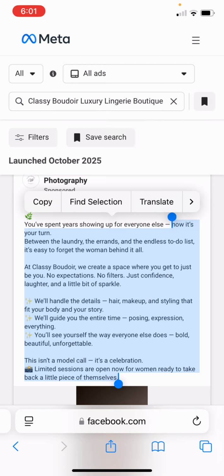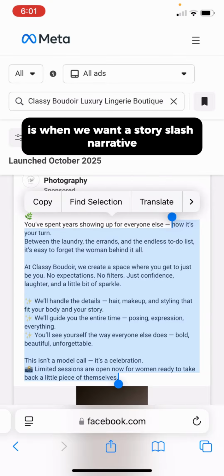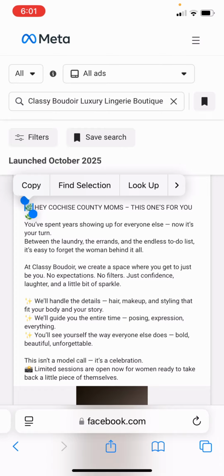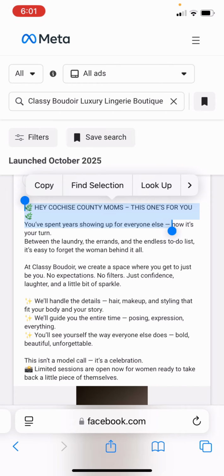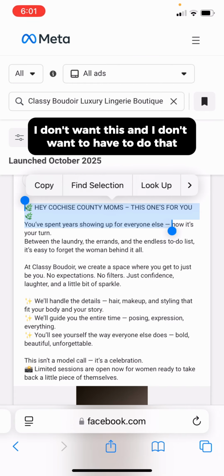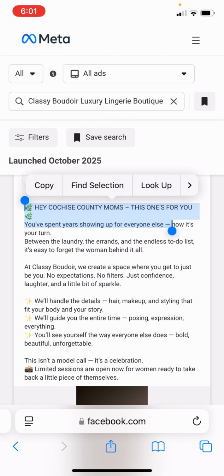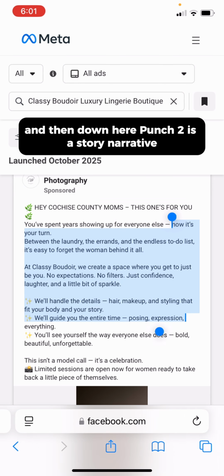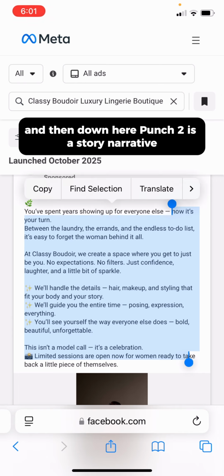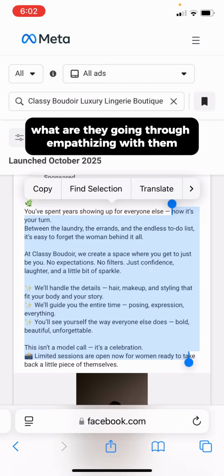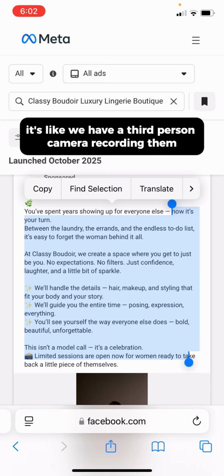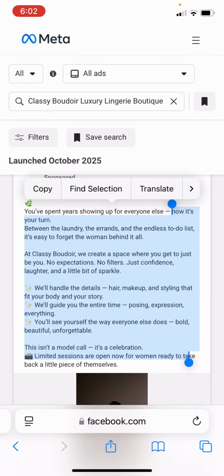The next mistake that can happen in the body copy, or the next thing we want, is a story/narrative. This is part of our 1-2 punch, where punch 1 is the See More headline, the conversation the women are having in their brain. So they say, oh my God, that's me. I don't want this, I do want this, and I don't want to have to do that. Then down here, punch 2 is a story narrative, basically describing their life right now. What are they going through? Empathizing with them. It's like we have a third person camera recording them, describing that movie scene.